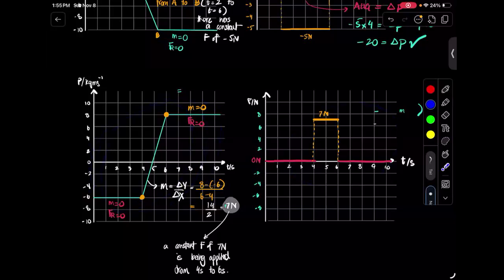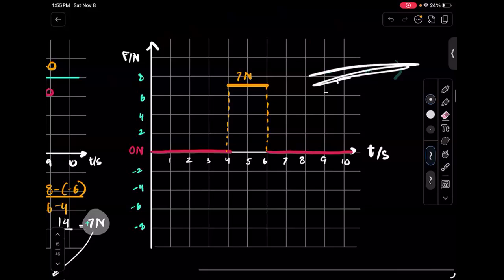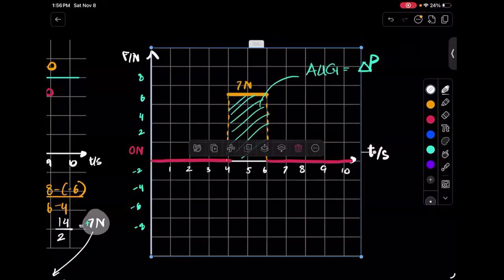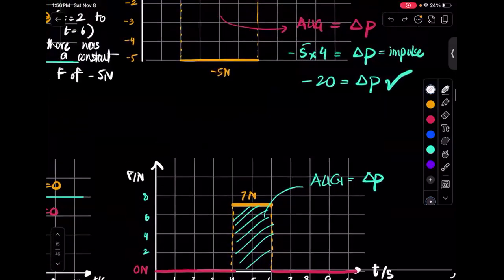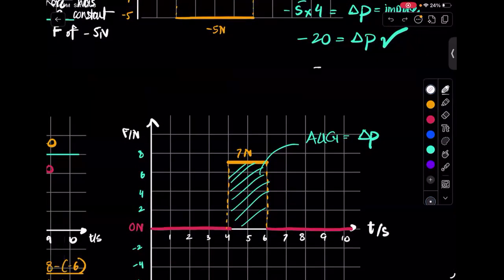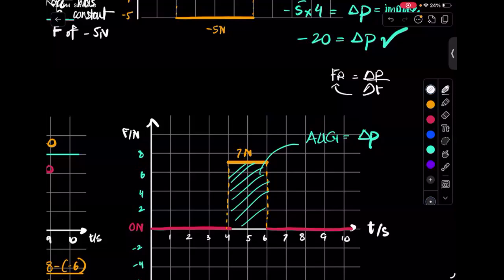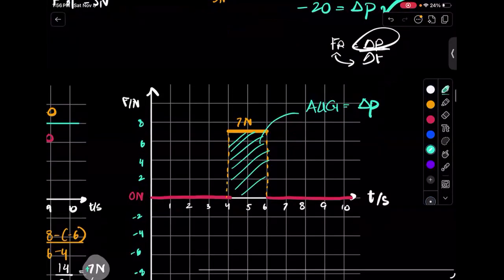What I was saying at the end was that you can also verify that the area under a force time graph is going to give me change in momentum. Aris, do you know how we got this? How do we know that area under the graph is change in momentum? Because force multiplied by time is change in momentum. F is delta P over delta T. If you multiply it with time, that gives you delta P, right? So if you multiply force with time, that's going to give you delta P.